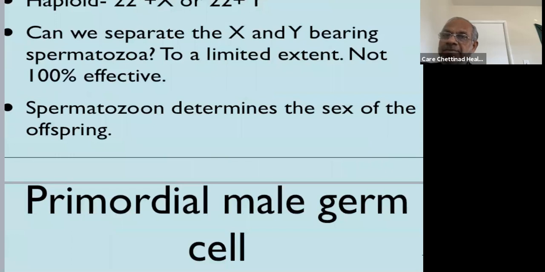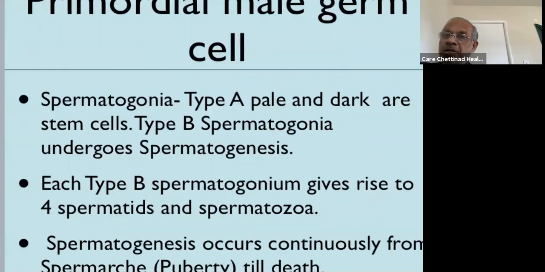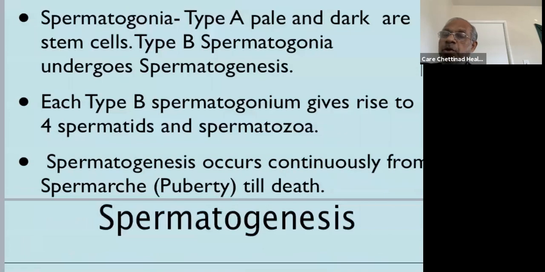The primordial germ cell, as all of you know, is spermatogonia. It's type A, pale and dark, of stem cells. Type B spermatogonia undergoes spermatogenesis. Type B spermatogonia gives rise to 4 spermatids and spermatozoa, unlike in the woman, where one oogonia produces only one oocyte. In the man, type B spermatogonia leads to the production of 4 spermatids and 4 spermatozoa.